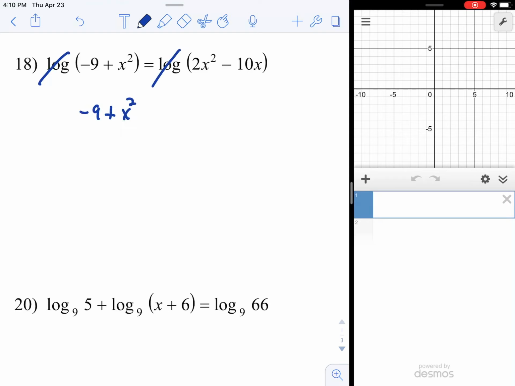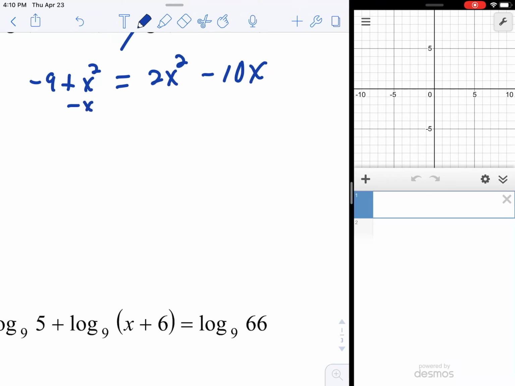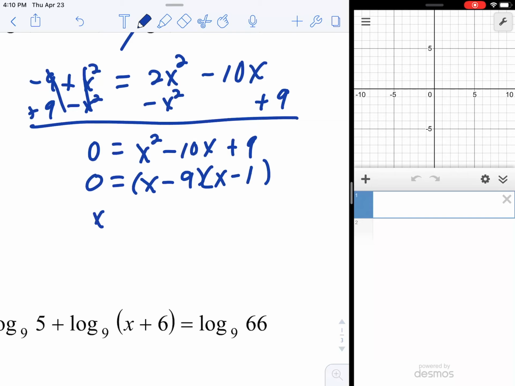Negative 9 plus x squared equals 2x squared minus 10x. To solve a quadratic, you need a 0 on one side, so I'm going to subtract x squared and add 9. And I'm going to get a 0 over here, x squared minus 10x plus 9. Now you could use the quadratic formula or the easier route to factor. 9 times 1 is 9, negative 9, negative 1 is negative 10. Set both of these equal to 0. You get x equals positive 9, x equals positive 1.